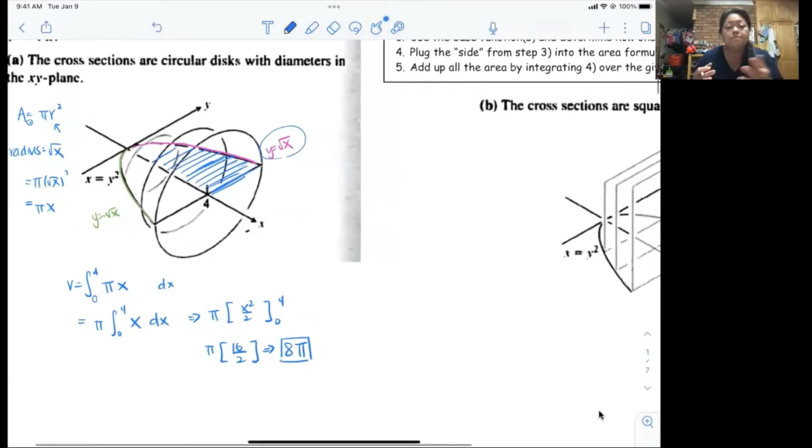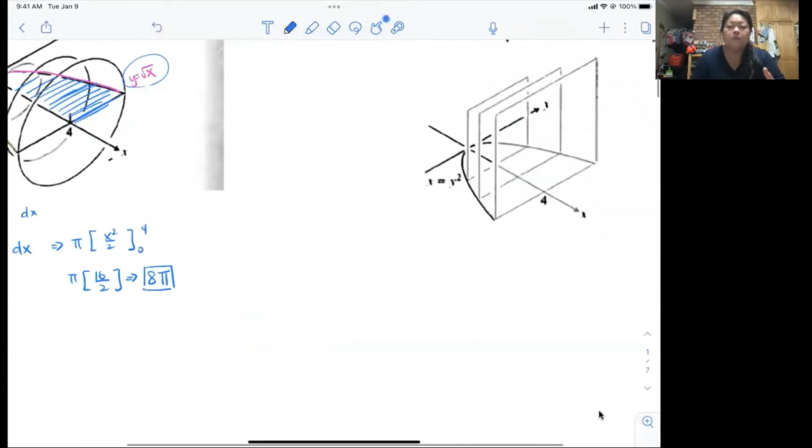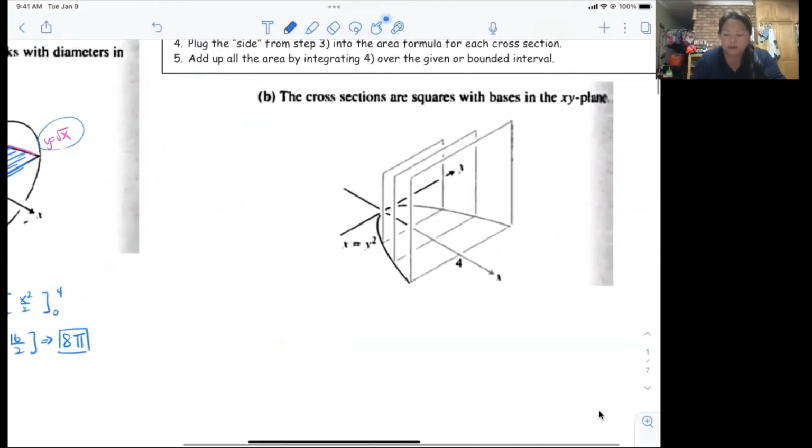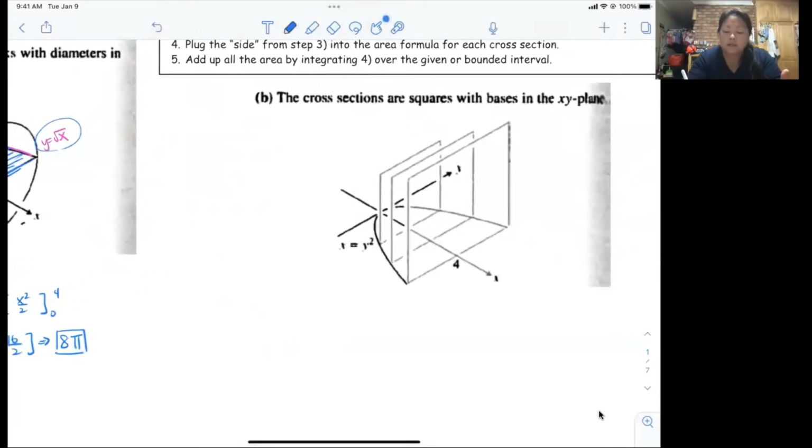All right, so on the same base now, we're going to build something different. We're going to build squares here. Their perpendicular cross sections are squares here. So then I write myself a note. What is the area of a square?